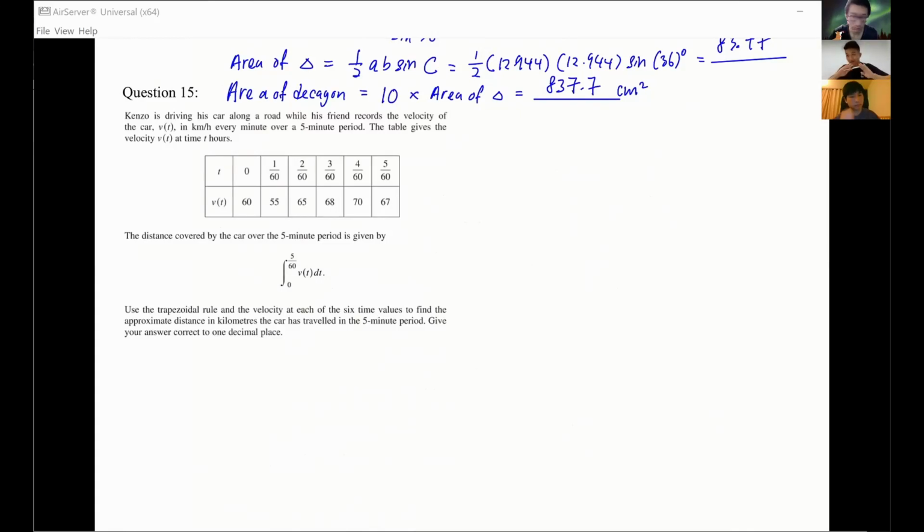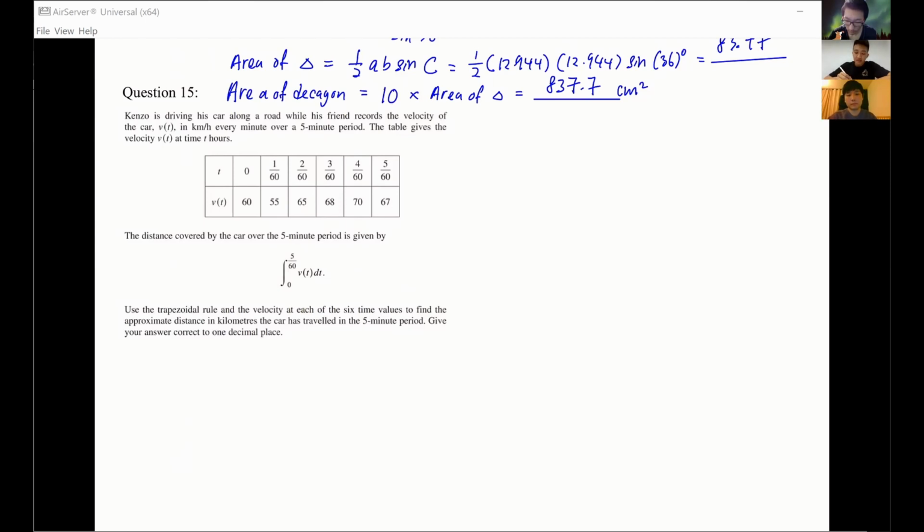This thing is very easy. Whenever you see these type of questions, it's 3 marks for you. So you need to get this right, okay? Kenzo is driving his car along a route while his friend records the velocity of the car. The velocity of the car is in kilometer per hour, and you record the speed of the car every 5 minutes period.